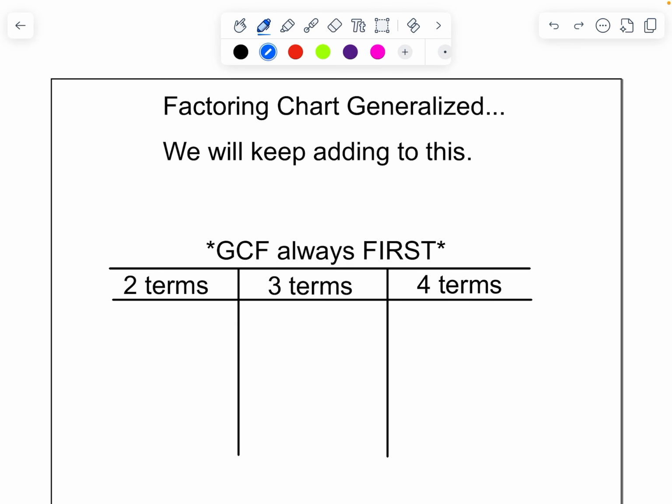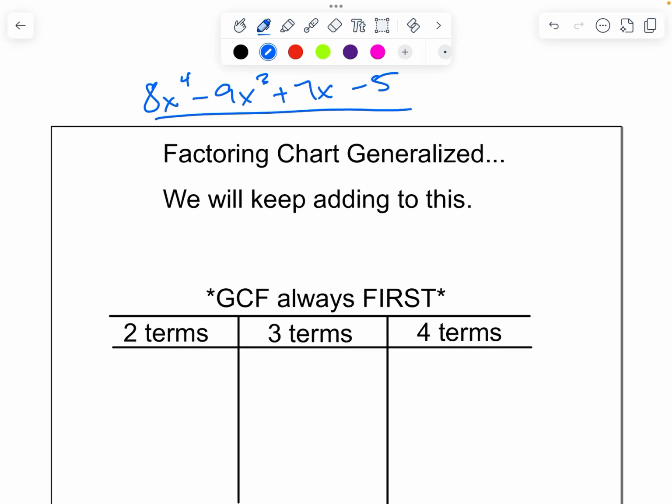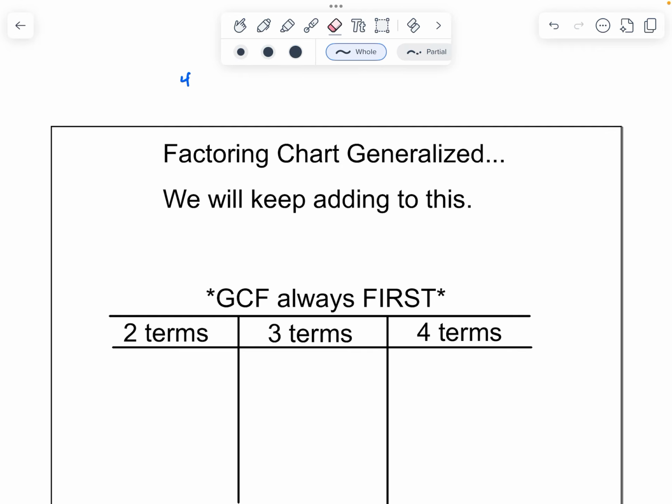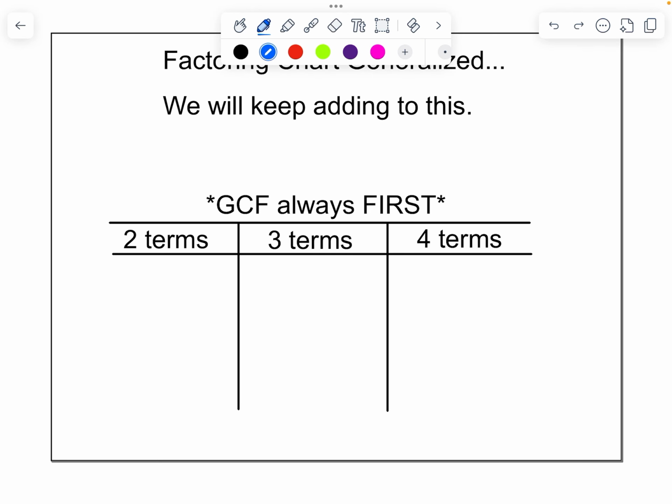After we take out a GCF, we're going to look and see how many terms the polynomial has. If I look at something like 8x to the fourth minus 9x cubed, that's 2 terms. That's 3 terms. That's 4 terms. Depending on how many terms it has, we're going to choose a different type of factoring. For us today, what we're looking at specifically is GCF. We've already factored GCF. And then we're going to look at four terms. The way you factor anything with four terms, or try to factor anything with four terms, is by grouping. You're going to try to factor four-term items by grouping.